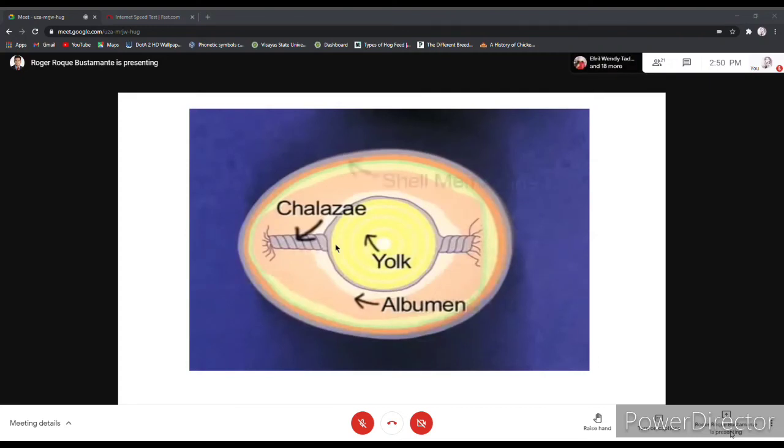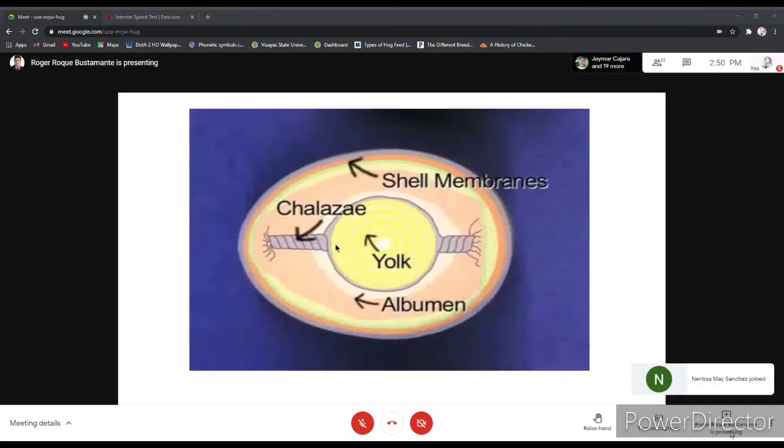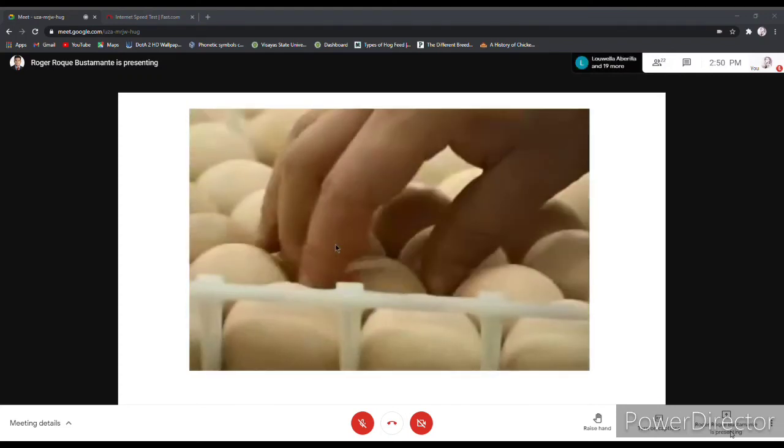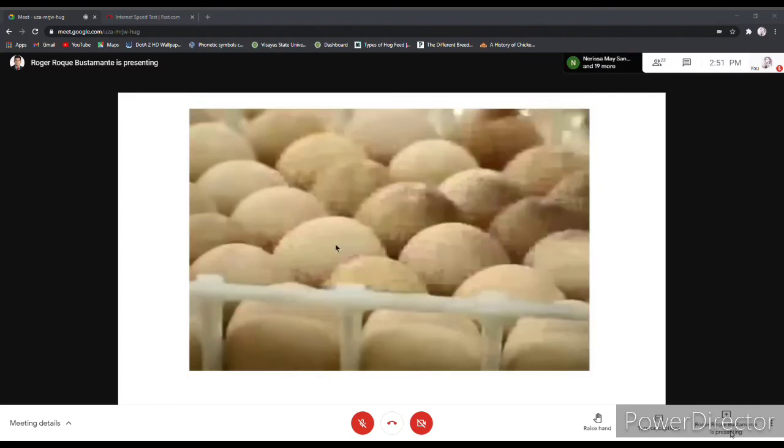The shell and shell membranes protect the embryo and hold it in the correct position. They allow for gas exchange between the outside and inside, providing oxygen for the embryo. The egg also has an air cell. It is penetrated by the chick's beak during hatching and provides it with its first breath of air. Eggs are placed on trays with the large end up so the air cell is at the top of the egg to ensure proper hatching.